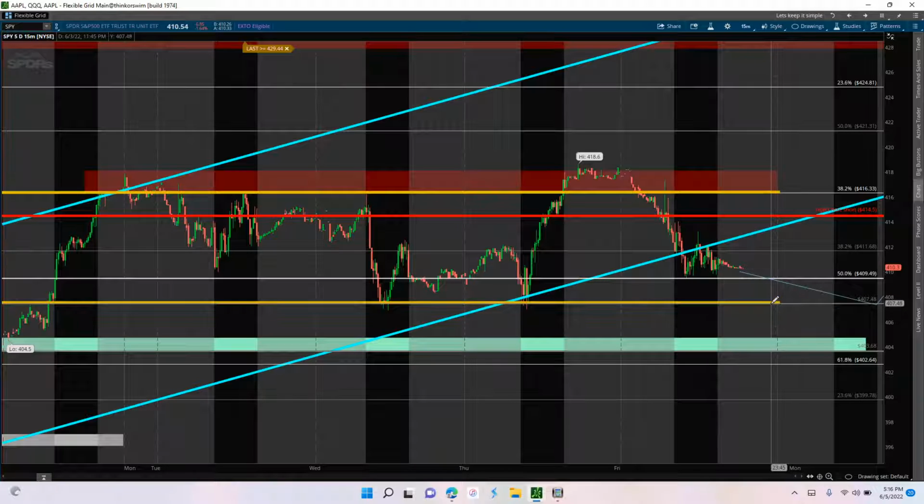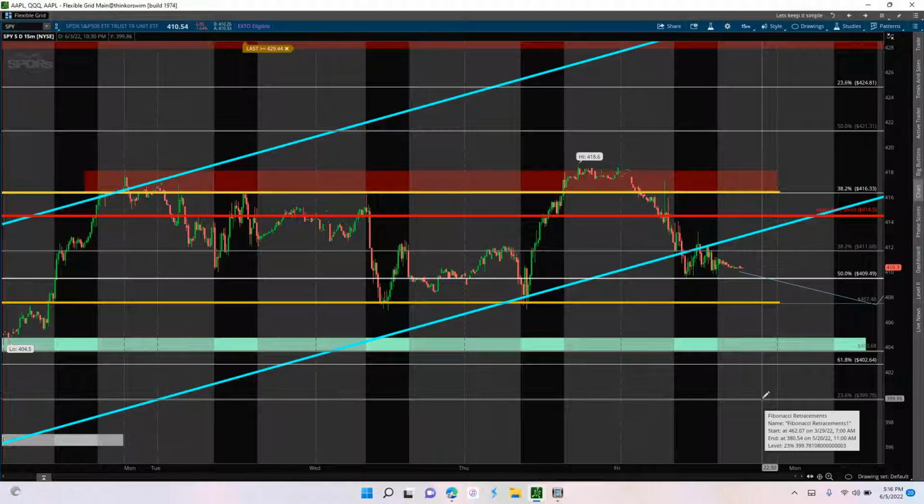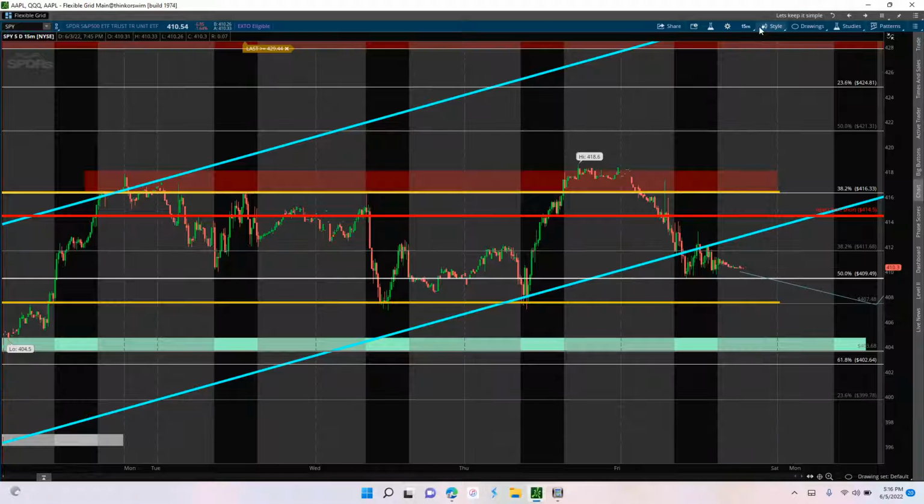407 can't hold. We drop to 403. 403 cannot hold. We have 400 here below. So that's what we're gonna be looking for, at least Monday or Tuesday, early week. If we do any pop, this is where we should reject.